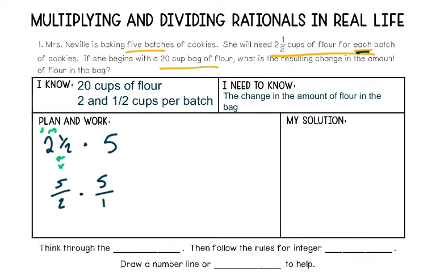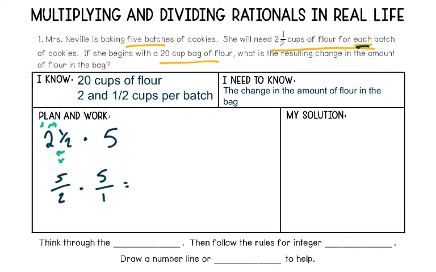Every number has an invisible 1 underneath. So if it's just a regular 5, that's the same thing as 5 over 1. That's important to remember because what we're going to do next is multiply 5 times 5 straight across. So 5 times 5 is 25. And then we want to multiply 2 times 1. Anything times 1 is just itself, so we get 25 over 2.